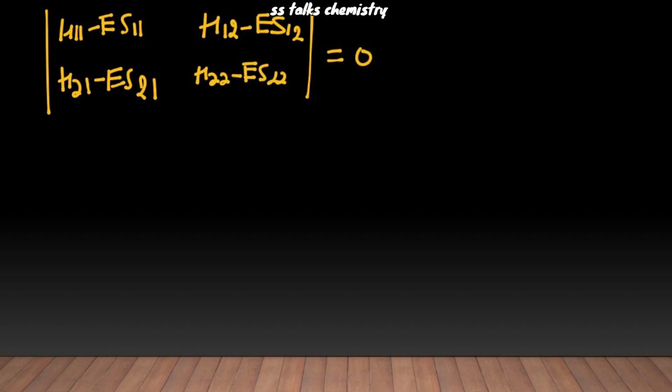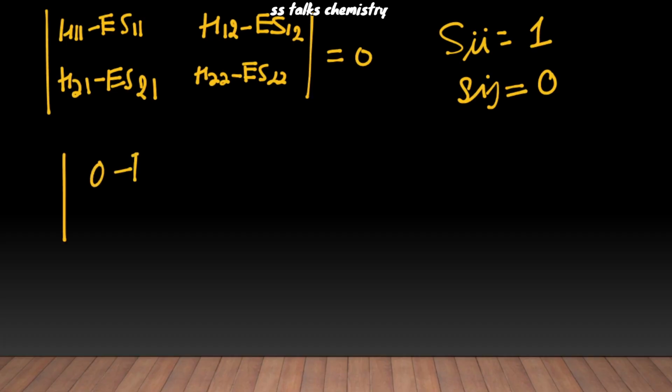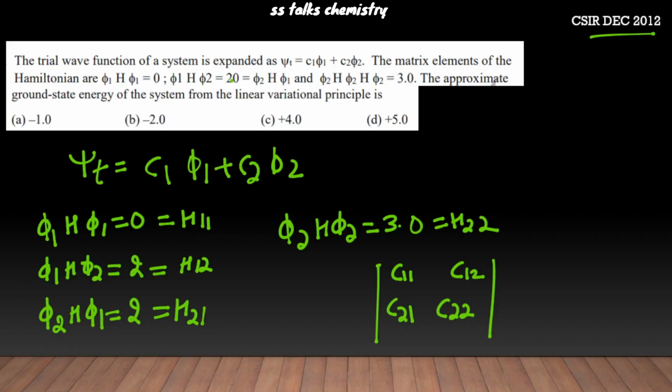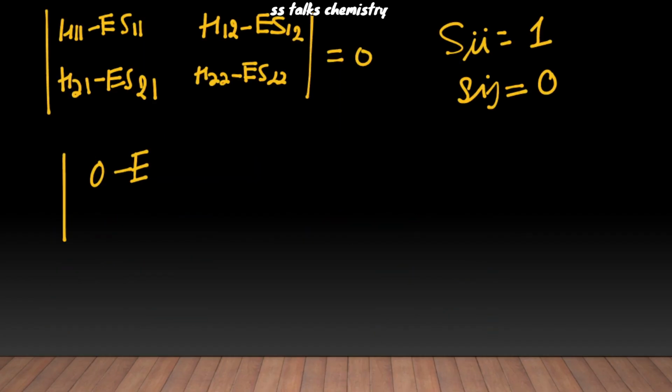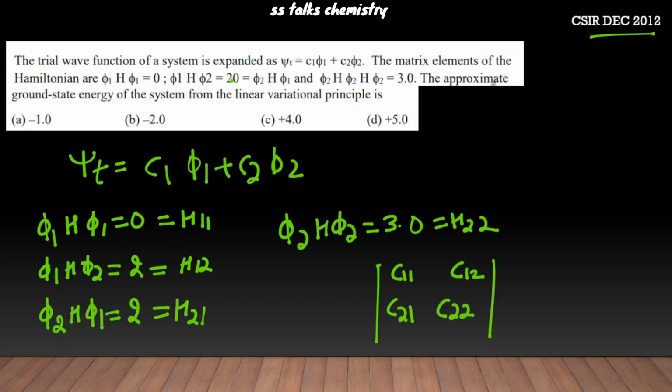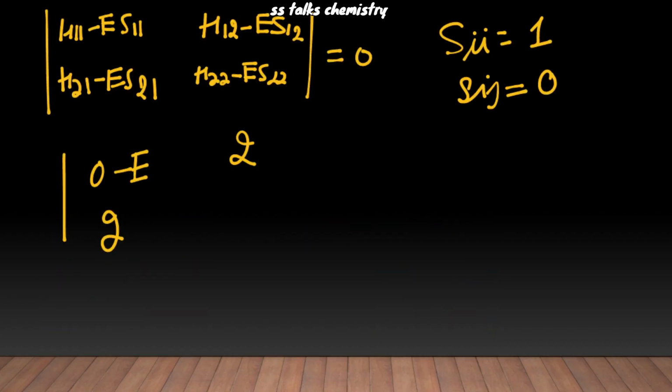Right. Now H11, H12, these values are given. For the Sii components that we have, it is unity, and the Sij components we know are 0. We have to assume it. So now the H11 value is given, which is 0. So this will become 0 minus E. And next H12 and H21 are 2, so it will become 2 over here, and here also it is 2. The H22 value is given to us as 3 over here. So it will become 3 minus E. This is equal to 0.